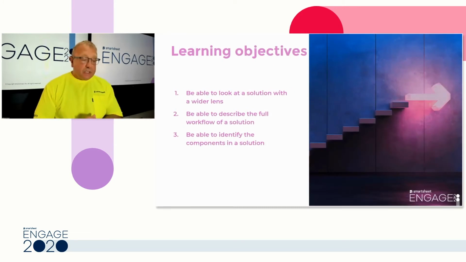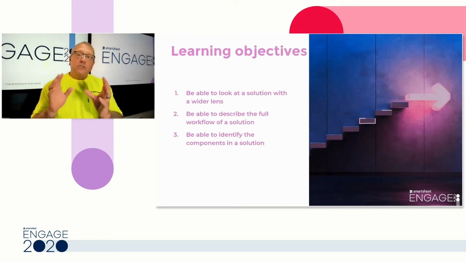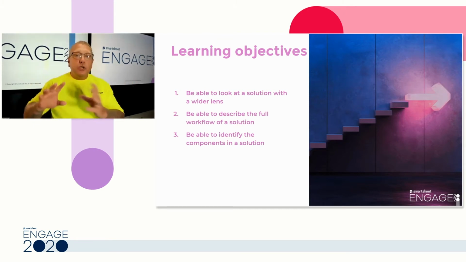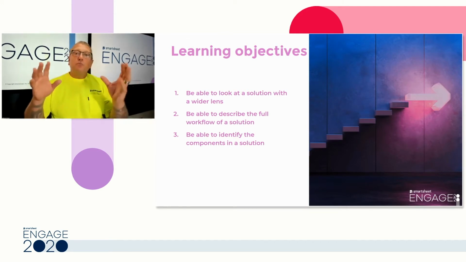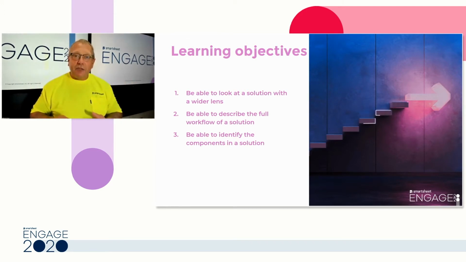The objectives for today: we're going to look at a solution through a wider lens. When you're done, I want you to see the whole picture of how this actually comes together. I want you to be able to describe each of those features and how they take part in this, and to be comfortable putting it together. That's what I want you to come out of this with, and to see the exciting possibilities that you actually have with solutions in Smartsheet.